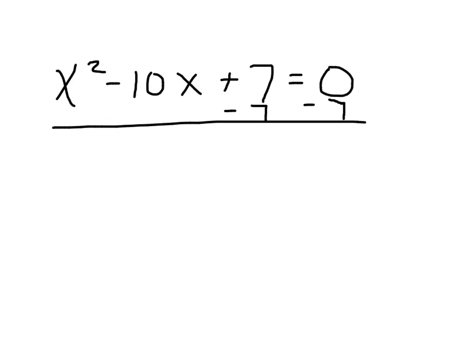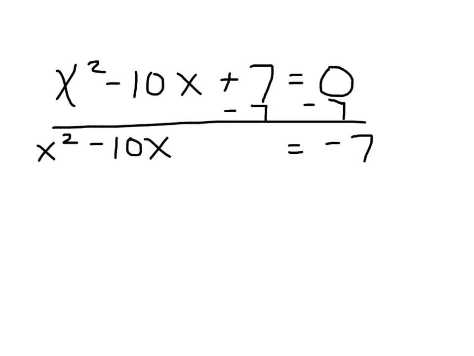Before you write anything, I want you to watch how I write this. X squared minus 10x equals negative 7. Notice I left a giant space in there. Why did I leave a giant space in that spot? Because here comes step 3. I needed somewhere for that to go.